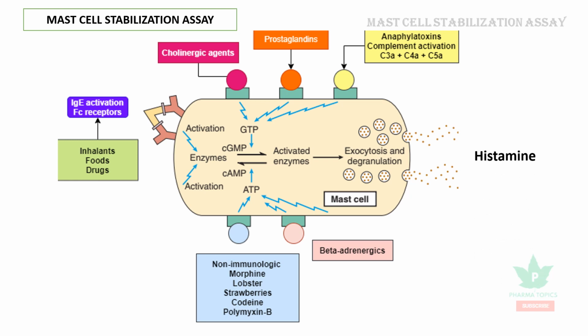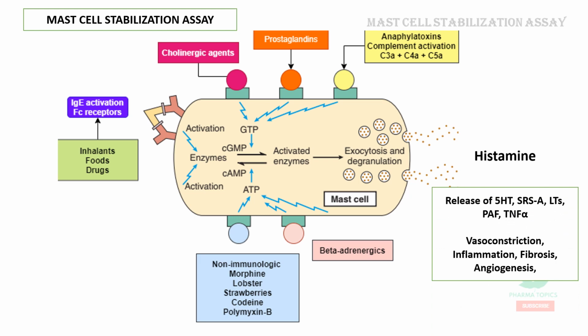from the mast cells. The released histamine is the important reason for release of 5-HT, slow reacting substance of anaphylaxis, leukotrienes, platelet activating factors, and TNF alpha. All these things put together cause vasoconstriction, inflammation, fibrosis, and angiogenesis.